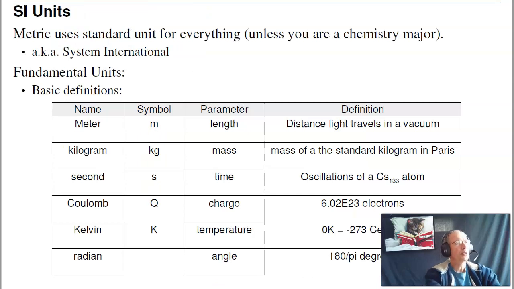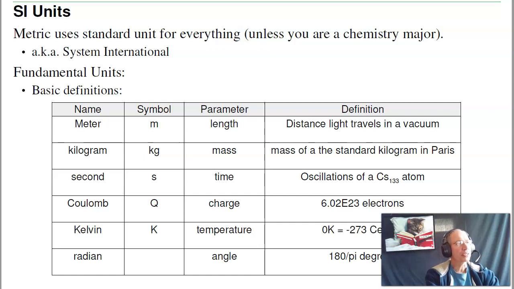Instead, we use metric. Nice thing about metric is there's only one unit. If you want to measure length, the unit is meters. If you want to measure mass, it's kilograms. Time is seconds, charge is coulombs, temperature is Kelvin, angle is radians, that's it. If you want to measure a person, a horse, a bolt of cloth, depth of water, it's all the same. It's all meters. That's the metric system, or System International.